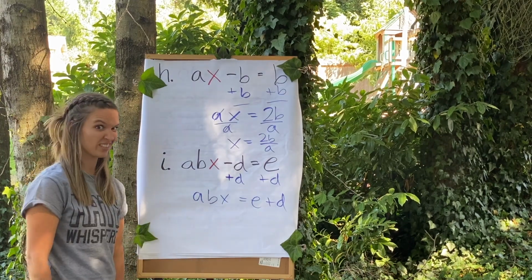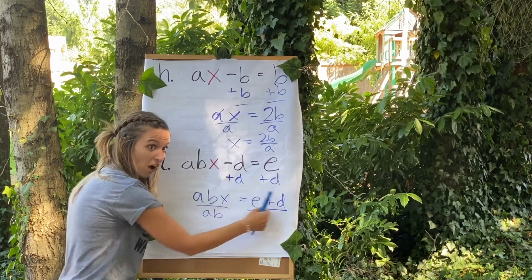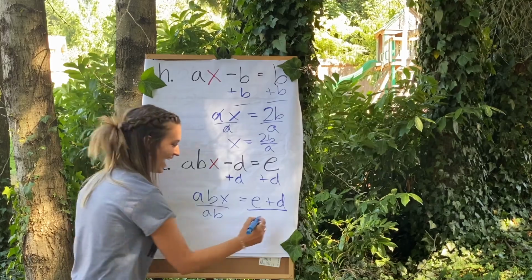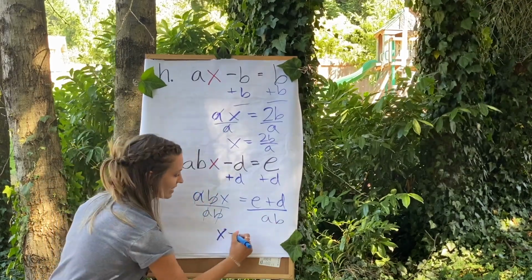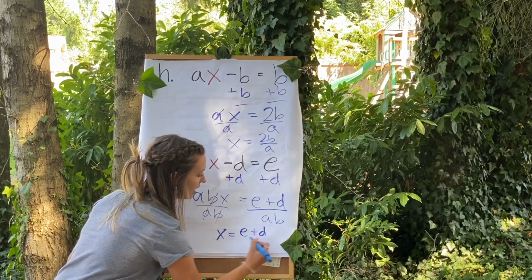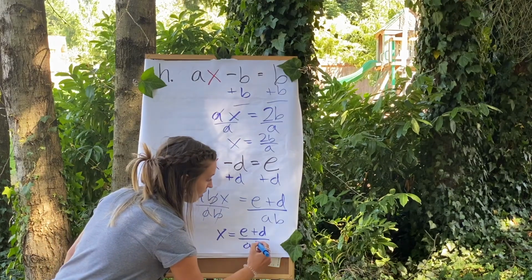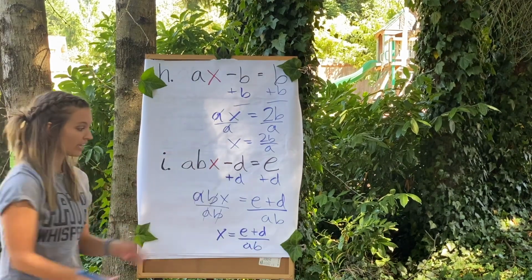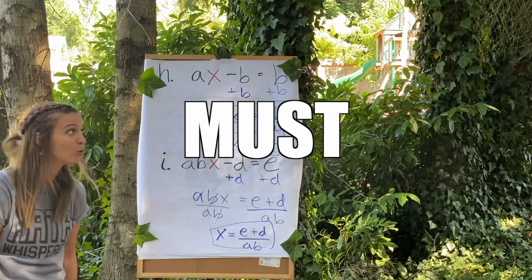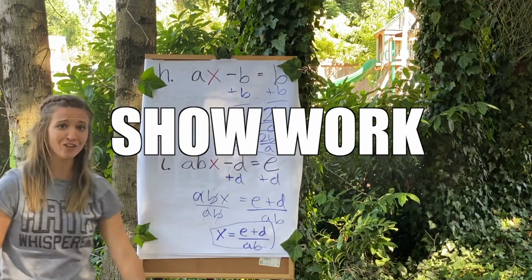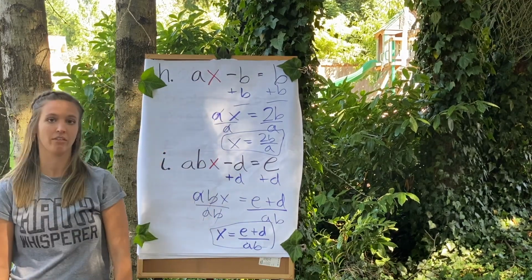Why don't I just do that at the same time? Divide off my a and b. Divide everything on that right side by a and b. Boom! Divide out my a's, divide out my b's. X equals e plus d all over a, b. Make sure that fraction bar is big. Okay? As you're checking your work here, make sure that you have steps like I do. If you jumped from here to here, you're not going to get credit for that. Make sure I'm seeing your math.